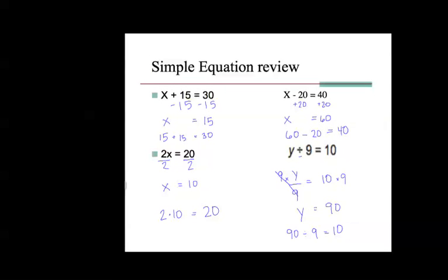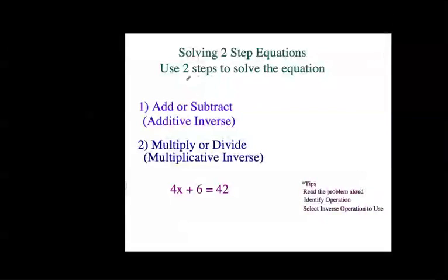So let's take these simple equations and let's go a step further. When you're solving two-step equations, the first step is to add or subtract. You want to get to a point where you have your variable, just the variable attached to its number, on one side of your equation, and then your numbers on the other side. Then you can do step 2 where you multiply or divide using your multiplicative inverse.